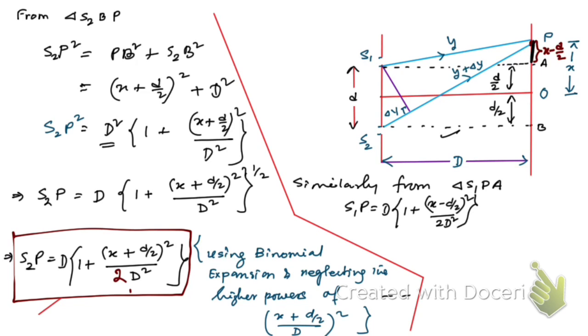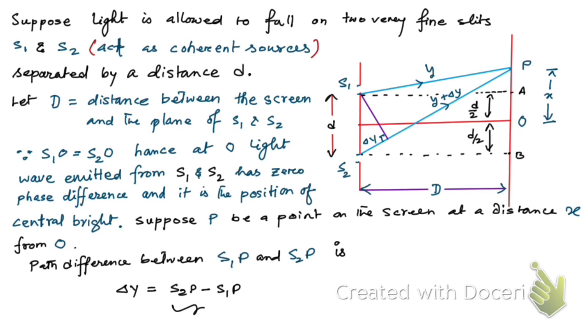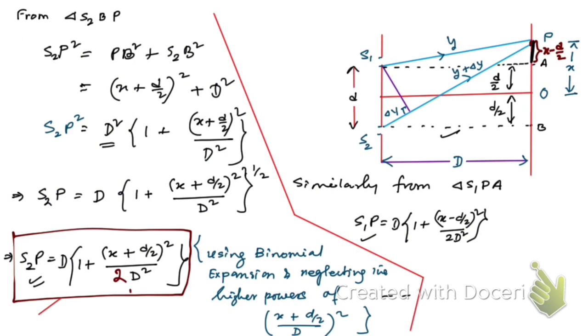Just hang on. Okay, so this is S1P. So now we have got S1P and S2P. Now we can find the path difference, this S2P minus S1P, right? So now let's find that. First let me copy these two expressions and let me take a new slide.